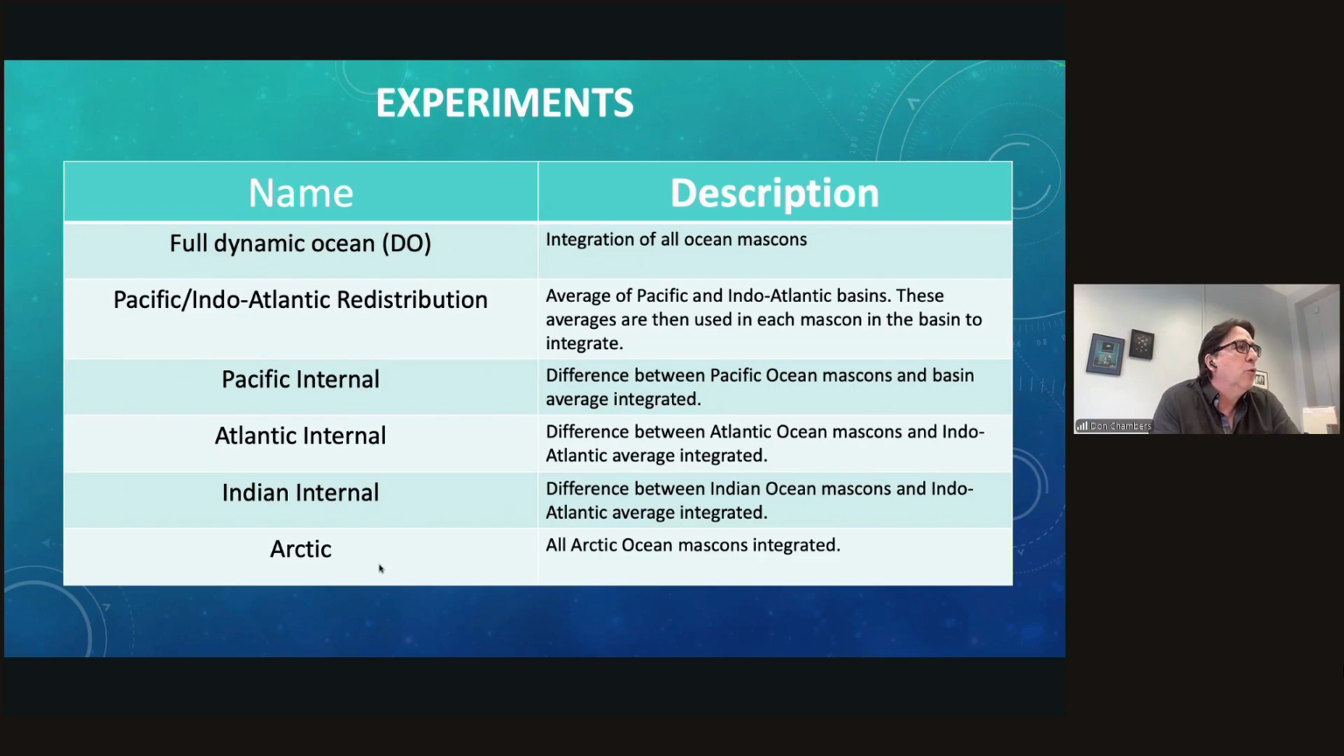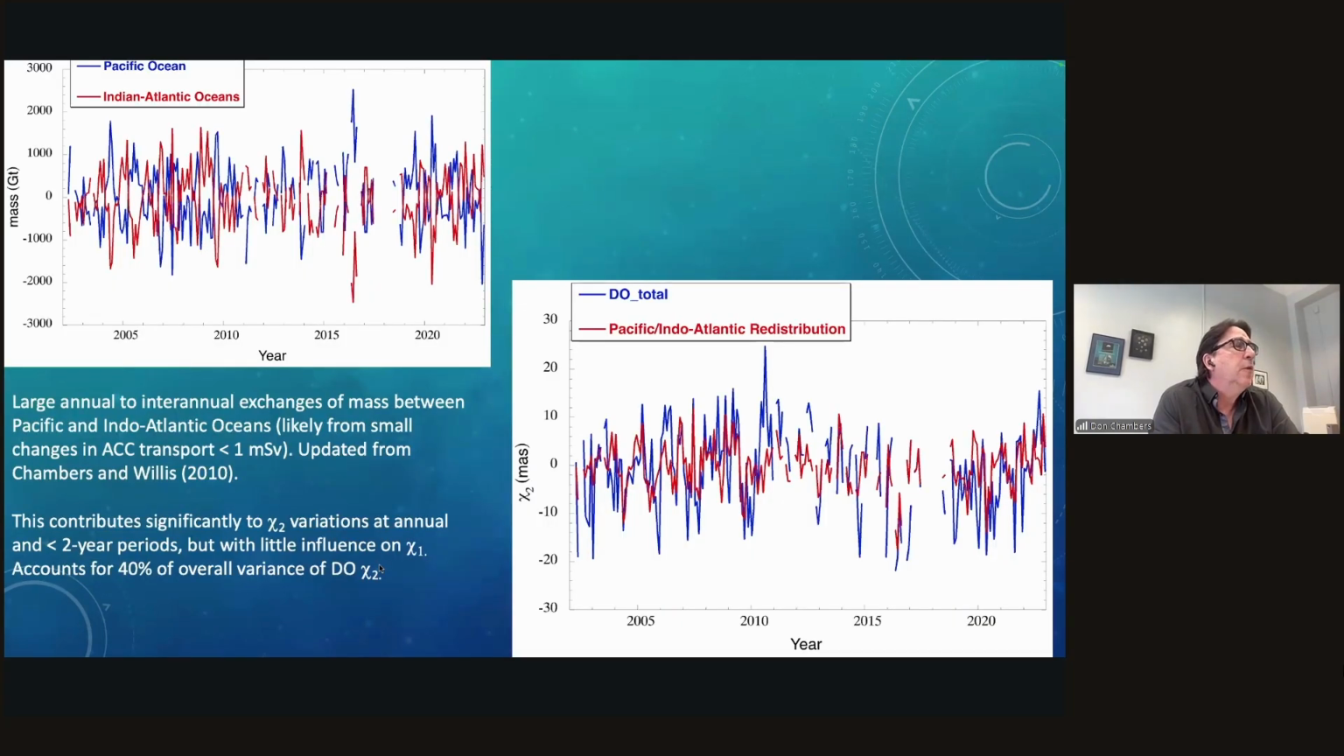And then I'm removing that signal from the Pacific and Indo-Atlantic basins and creating what I call Pacific internal, Atlantic internal, and Indian internal variations. And so this is what's left over from that large-scale redistribution. And then I throw the Arctic in there, but I can tell you it doesn't have much of an effect. So here are the basic takeaways.